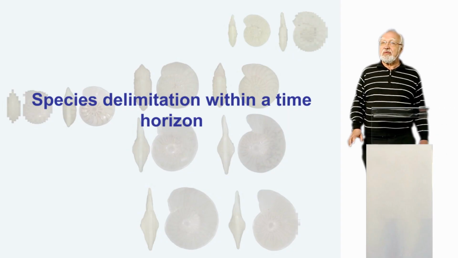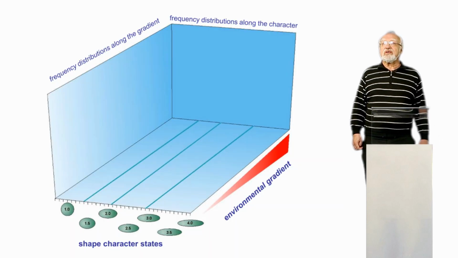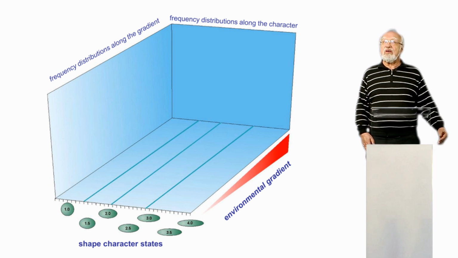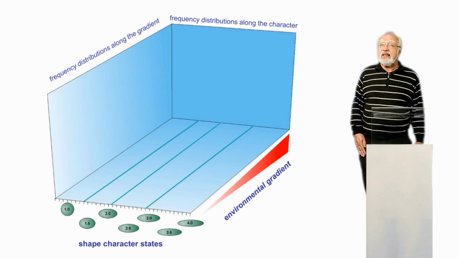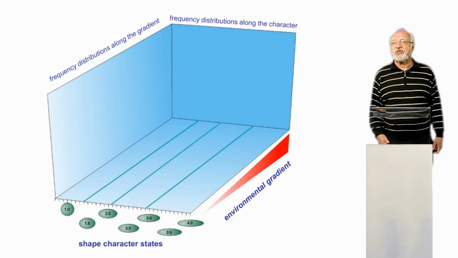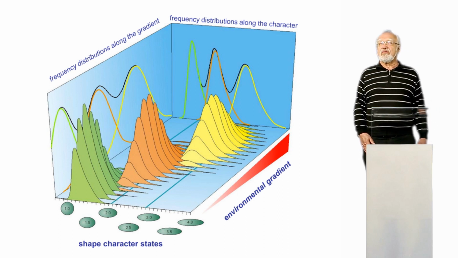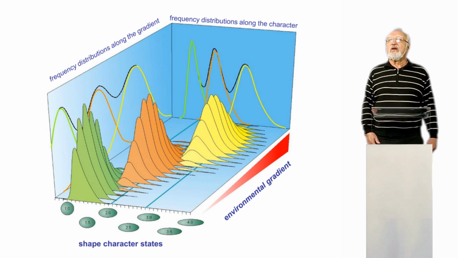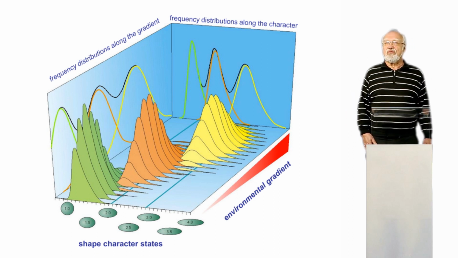The last point is how we can delimit species within a time horizon by morphology. Here we have to regard a three-dimensional space. On the one side, we have to look at the frequency distribution along the morphological character. On the other side, we have to look at the frequency distributions along the gradient. And within each of these normally distributed curves, or left-side distributed curves, you have the ontogenetic transition, in this case due to high juvenile mortality. And you can see there are three clearly distinct normal curves, on the one side on the character, on the other side on the gradient. So we can really speak of three different species, and the overlap is not very strong. It's very weak in all these forms.